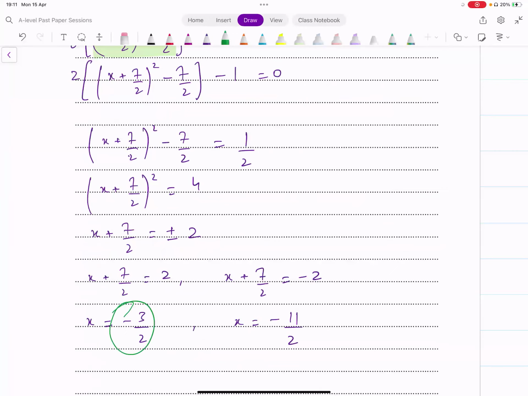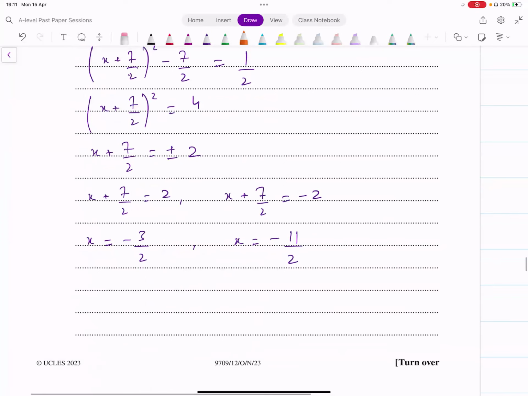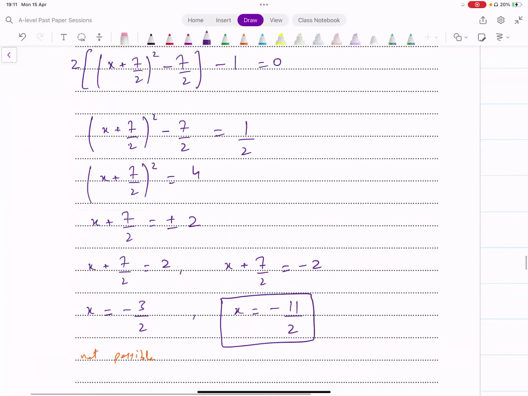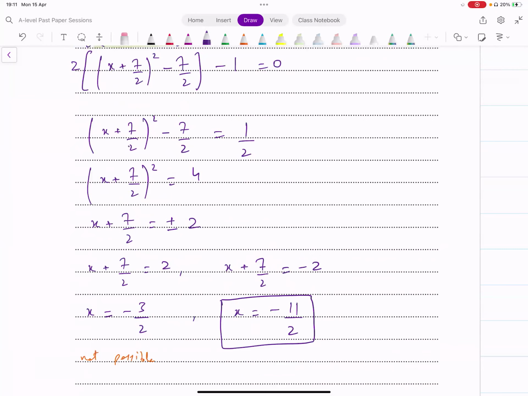Minus 3 over 2 does not satisfy that condition. So we would have to ignore this possibility. We would say this is not possible. The only possible answer is x equals minus 11 over 2. That's the only possible answer.